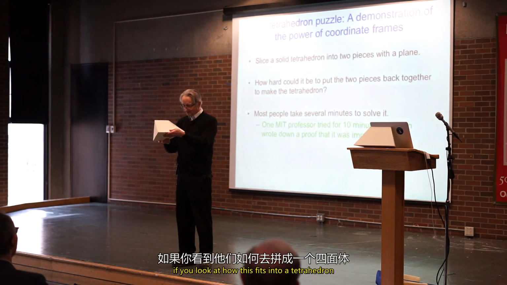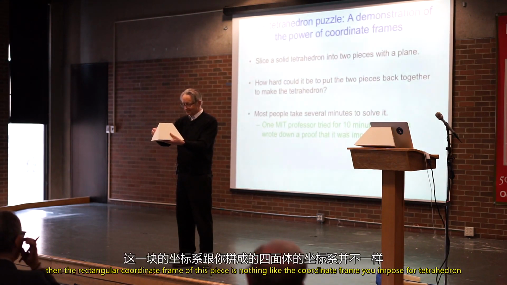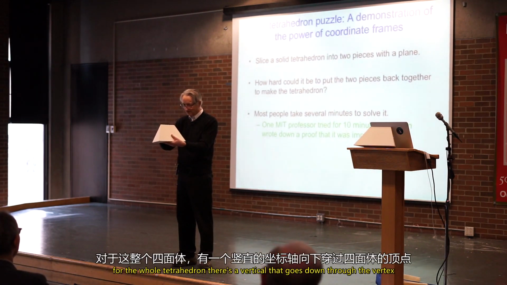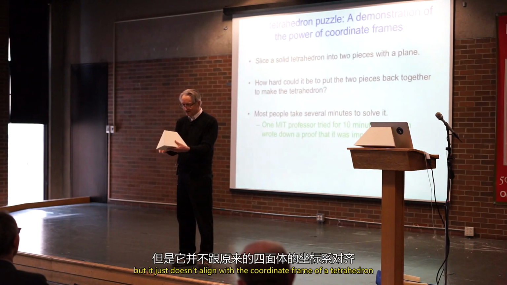If you look at how this fits into a tetrahedron, then the rectangular coordinate frame of this piece is nothing like the coordinate frame you impose on the tetrahedron. For the whole tetrahedron, there's a vertical that goes down through the vertex, and then you have to break symmetry for the triangle somehow to get the other axes. But it just doesn't align with the coordinate frame of a tetrahedron.